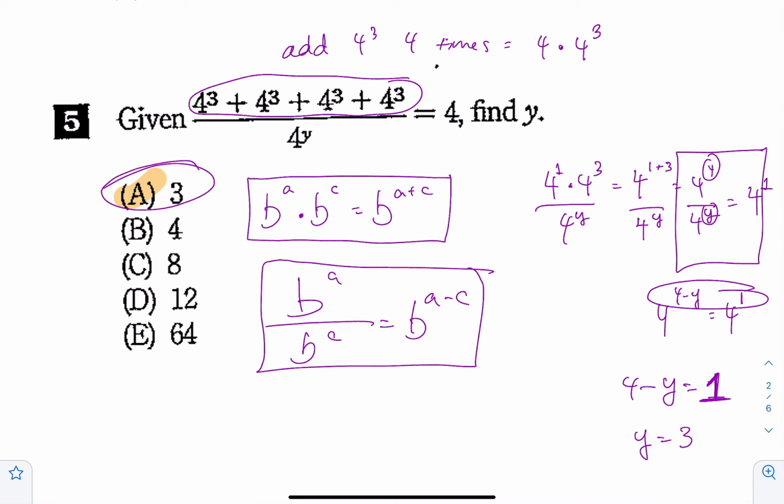Again, for this question, you have to use the two laws of exponents to manipulate the original equation, and then you can isolate or put everything in base of 4. So make sure all the bases are the same numbers, and then you can find the value of y.